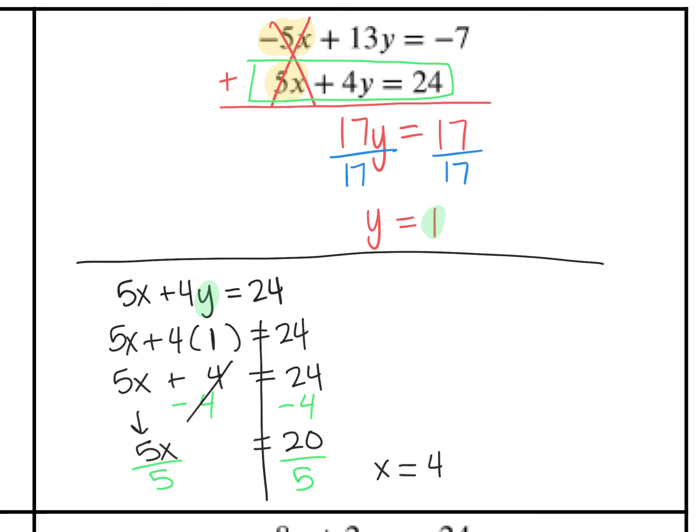So now we can write this as a coordinate. So remember, we have an x value and a y value. Our x value is 4. Our y value is 1. So this right here is our solution to the system.